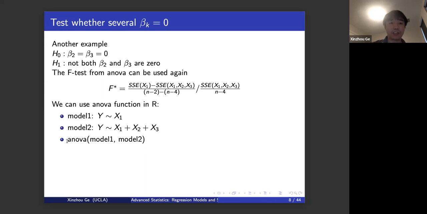Generally, we can use this command line to compare 2 models using ANOVA. So if we make model 1 the output object of a linear regression model, and model 2 the output from another linear model using a different set of predictors, we can use the ANOVA function to compare these 2 models. And I will show how we do this.